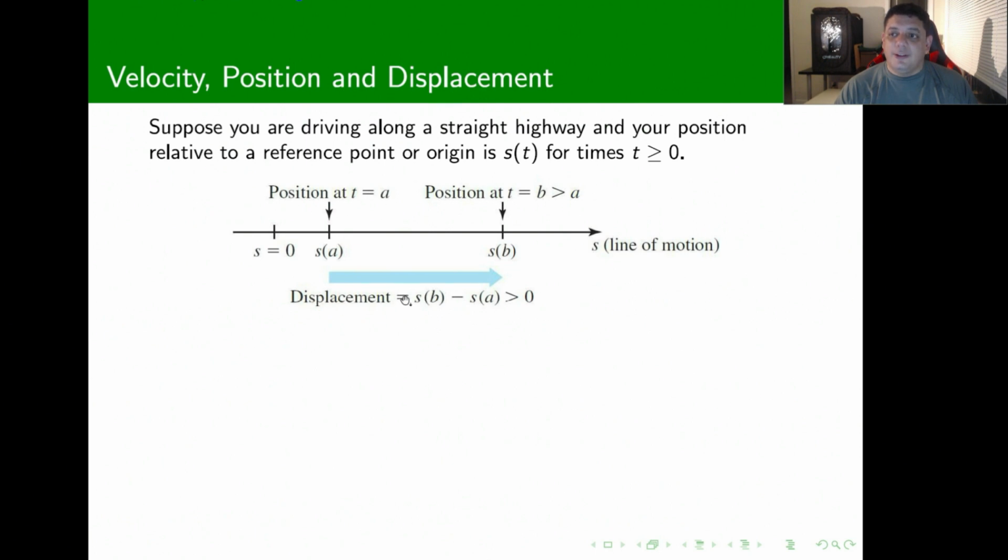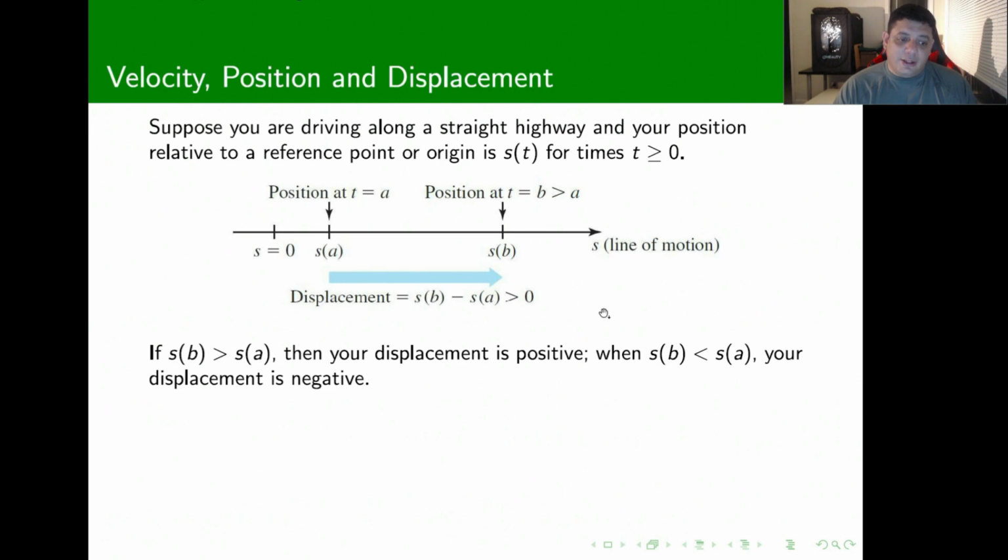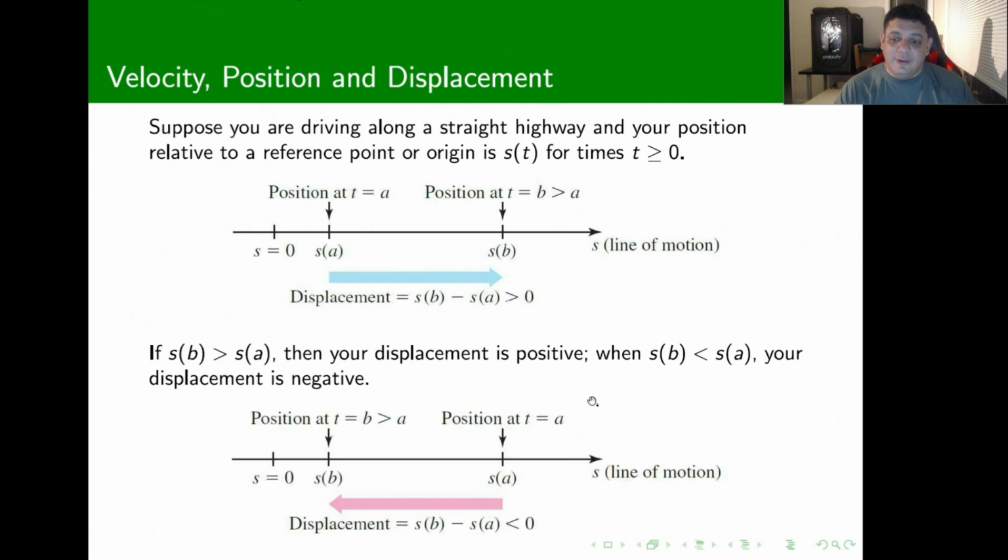It's going to be a positive displacement when we're going in this direction. Now, in the opposite case, if s of b is less than s of a, then the displacement is going to be negative. So in this scenario, with b being bigger than a and s of b being smaller than s of a, the displacement is negative. Notice moving in this direction means a positive displacement, moving in this direction is a negative displacement.